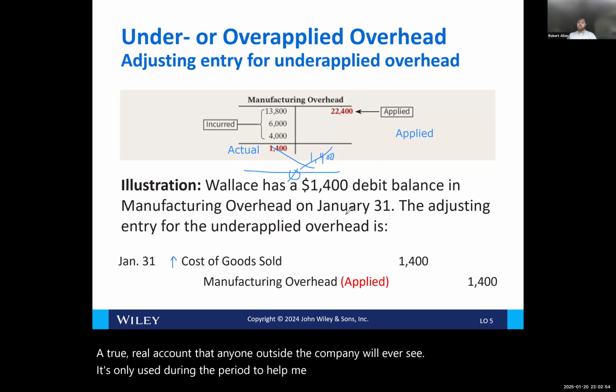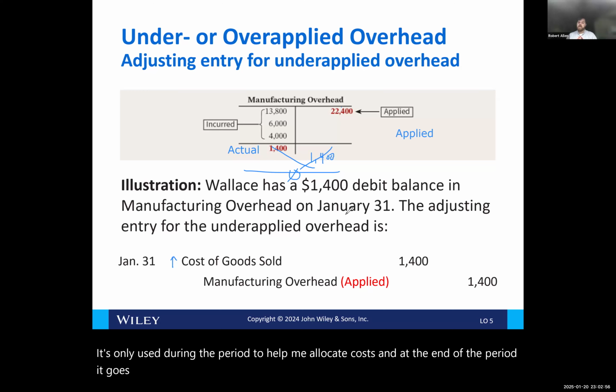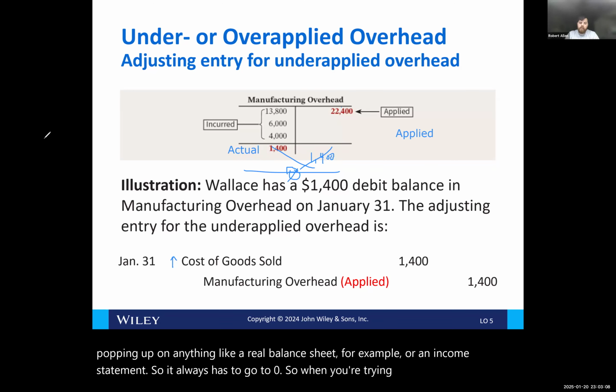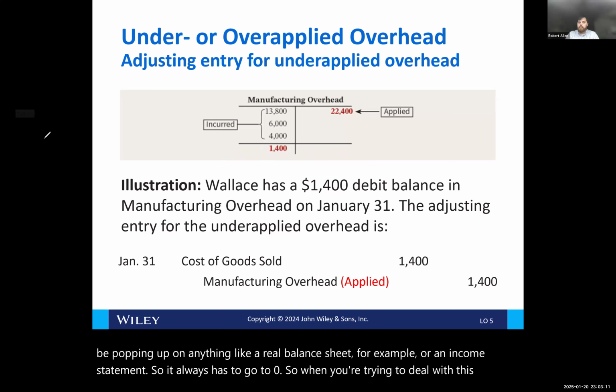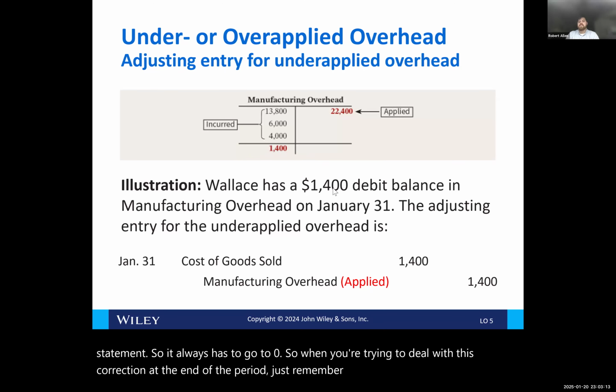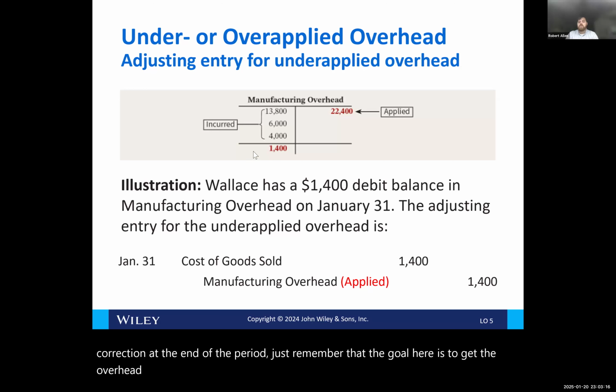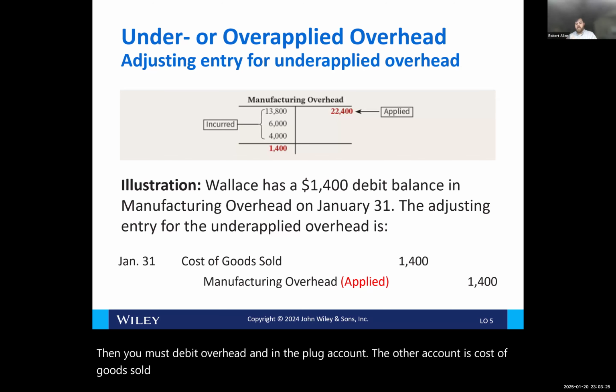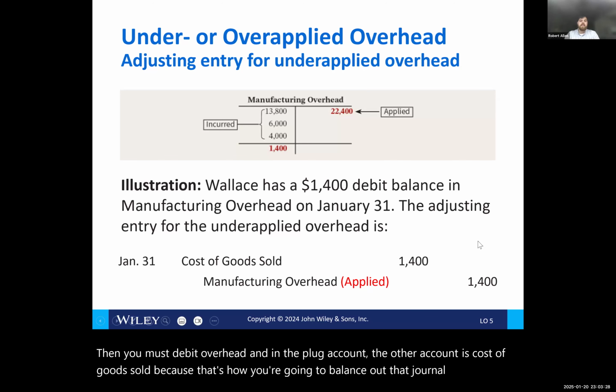And then at the end of the period, it goes down to zero. It gets closed out completely because it's not going to be popping up on anything like a real balance sheet, for example, or an income statement. So it always has to go to zero. So when you're trying to deal with this correction at the end of the period, just remember that the goal here is to get the overhead account down to zero. So if you have a debit, then you must credit overhead. If you have a credit, then you must debit overhead. And then the plug account, the other account, is cost of goods sold, because that's how you're going to balance out that journal entry. And so that gets you through that.